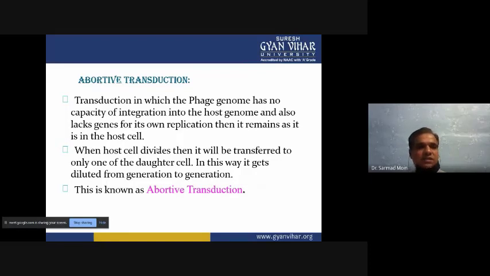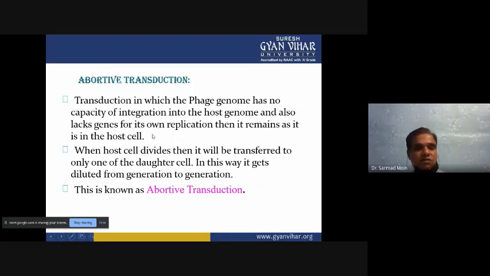The next type of transduction is abortive transduction. In this type of transduction, the phage genome has no capacity to integrate into the host cell, and also lacks genes for its own replication. So it remains in the host cell. Abortive transduction means they transfer their genome into the bacteria, but they will not integrate because they don't have the capacity to integrate, and they don't have the capacity to replicate on their own.